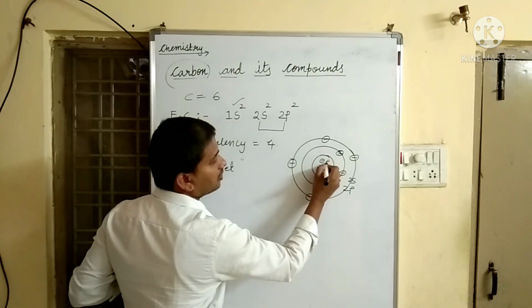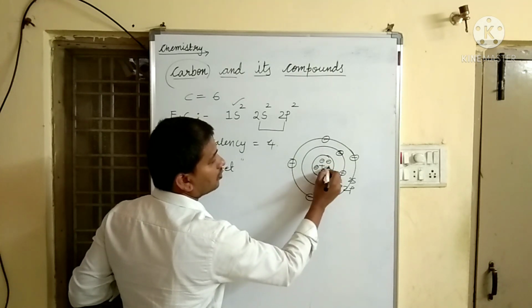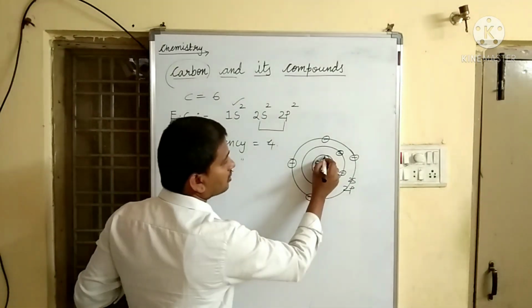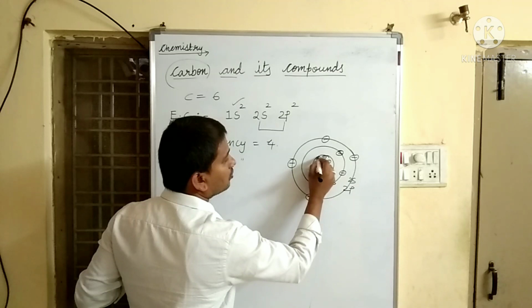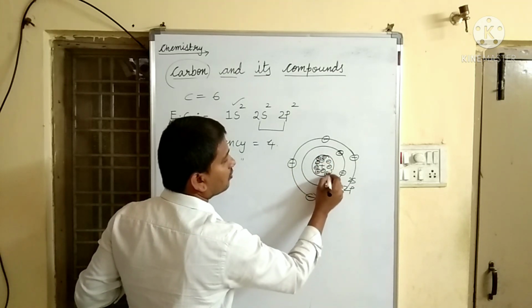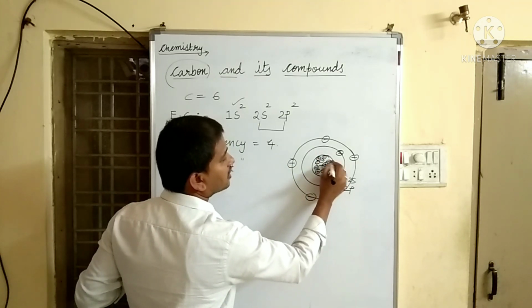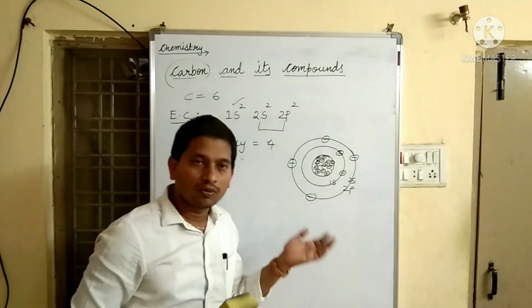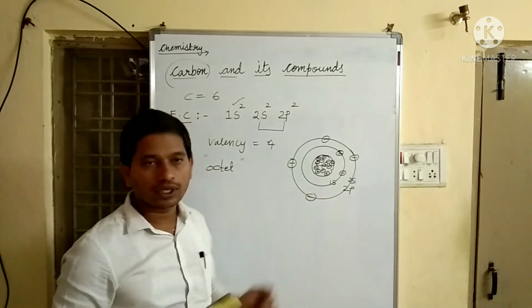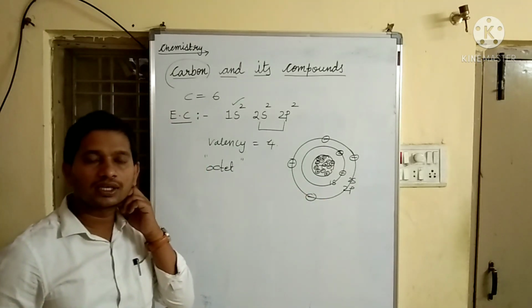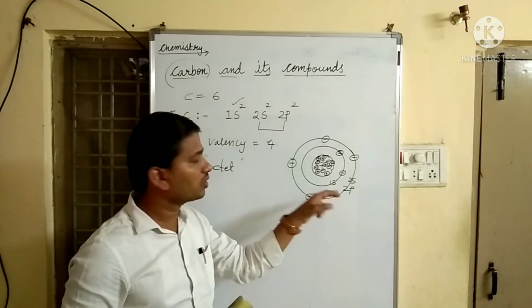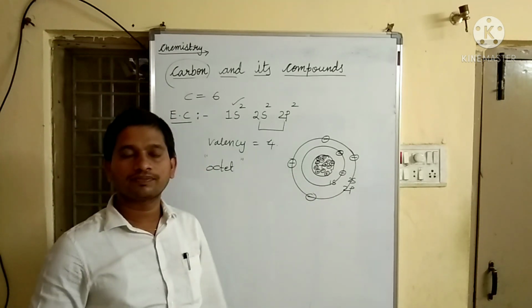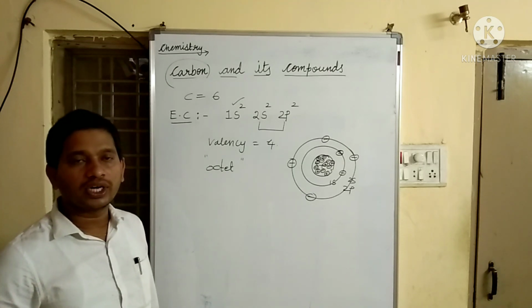6 electrons: 1, 2, 3, 4, 5, 6. And 6 protons: 1, 2, 3, 4, 5, 6. The nucleus consists of protons and neutrons. So it has 6 protons. Got it?